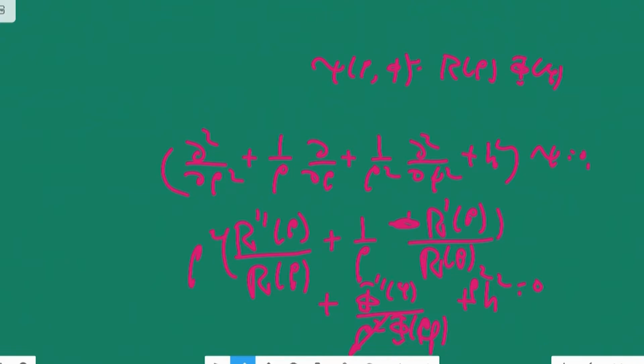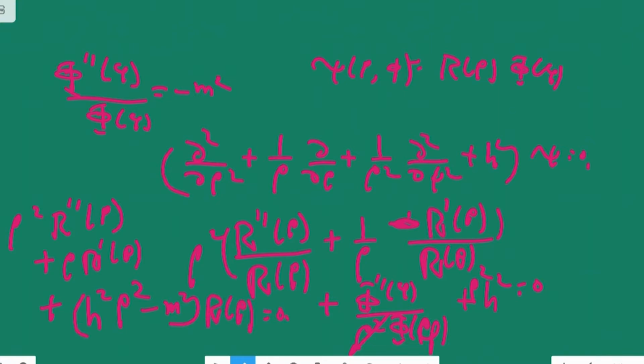So this quantity, this plus this, is a function of rho alone, whereas Phi double dash of phi by Phi of phi is a function of phi alone. So a function of rho is equal to a function of phi. That can happen only when both sides are constants. That means you must call Phi double dash of phi by Phi of phi minus some constant m square, and here you will get rho square R double dash of rho plus rho R dash of rho plus h square rho square minus m square times R of rho is 0.